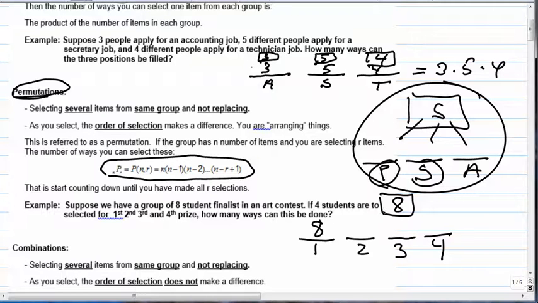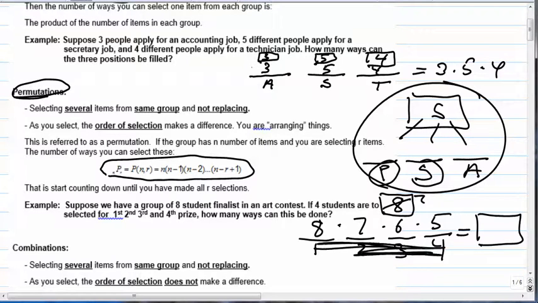So once I pick somebody, there's no longer 8 people, so when I go to pick the second place, there's going to be 7. Likewise, there's going to be 6 for third. And then I only have 5 choices come fourth. And there you go. 8 times 7 times 6 times 5 is going to be the answer here. I am not going to do the math. I'm going to assume that you can take care of it. This is just the way I'm labeling it. So there's your answer. 8 times 7 times 6 times 5, whatever that comes out to be.